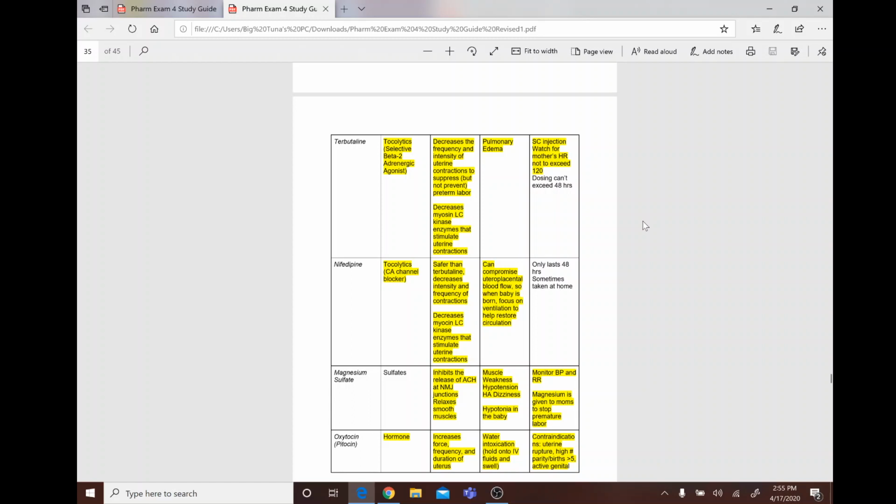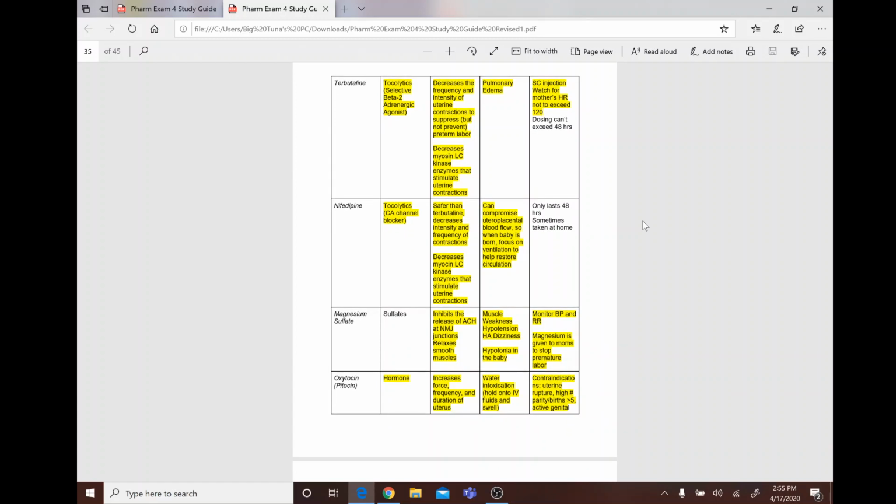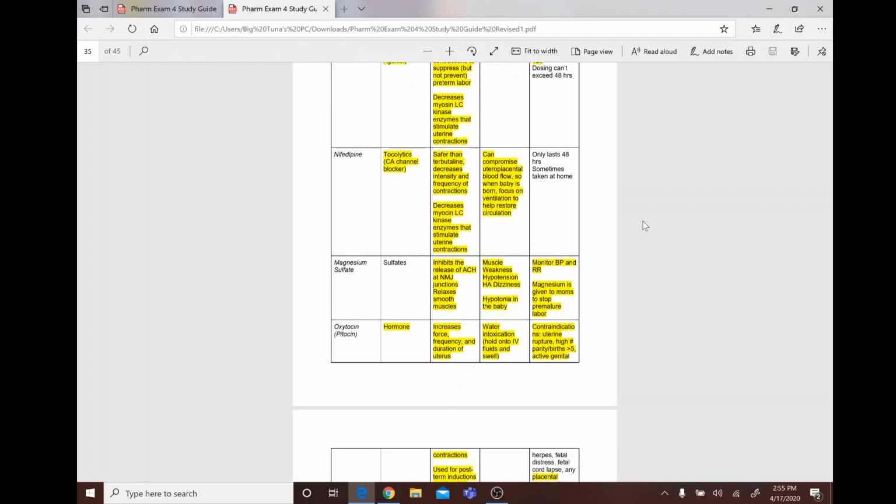Alrighty. Nifedipine is what drug class? Tocolytic calcium channel blocker. What is the action of nifedipine? Safer than terbutaline, decreases intensity and frequency of contractions, decreases myosin LC kinase enzymes that stimulate uterine contractions. What are the side effects of nifedipine? Can compromise uterine placenta blood flow, so when baby is born, focus on ventilation to restore circulation.